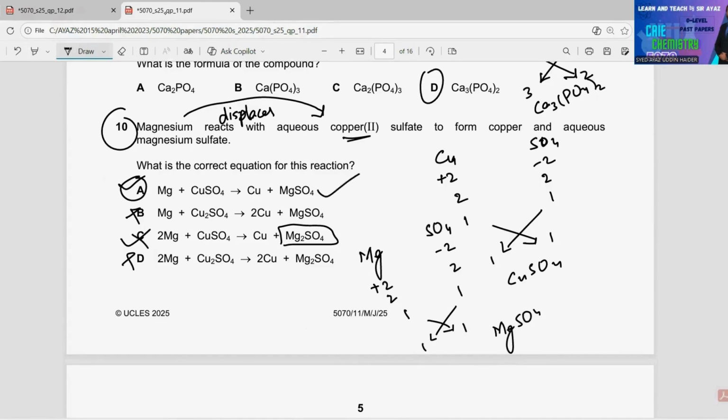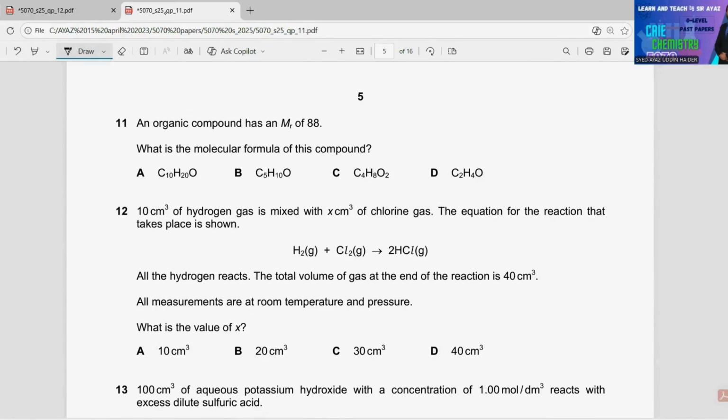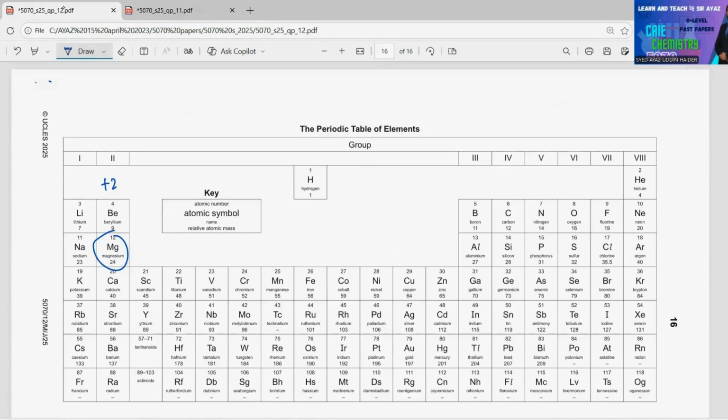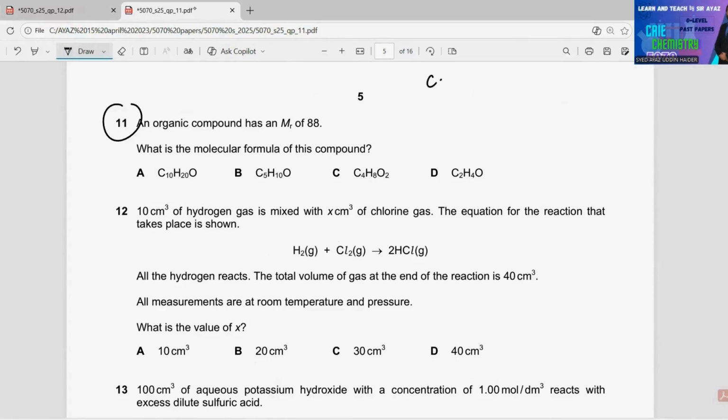11. An organic compound has an MR of 88. What is the molecular formula of this compound? So we need to calculate the MR of all of these. In all of them we have carbon, hydrogen and oxygen. The nucleon number of carbon is 12, oxygen is 16, hydrogen is 1.